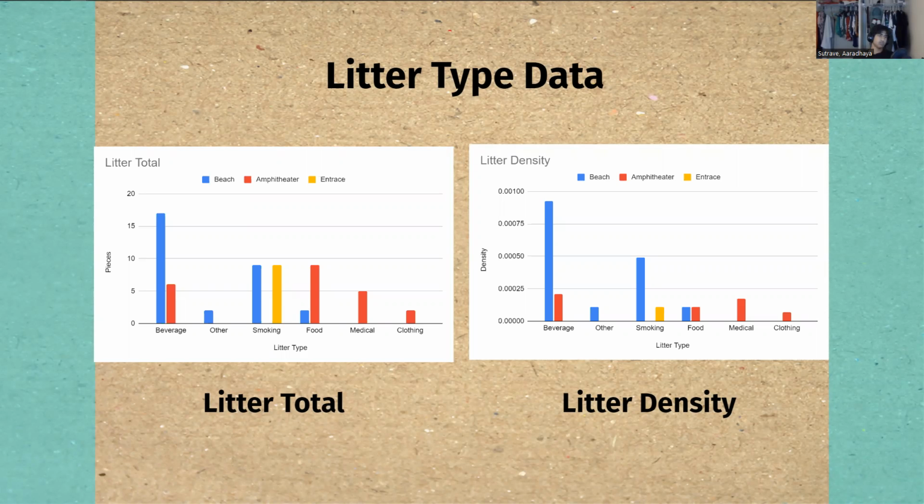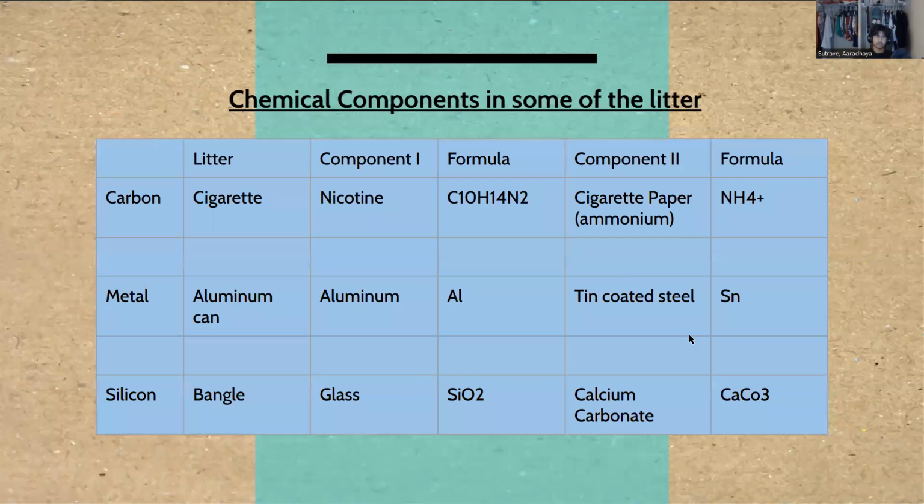I've found mostly beverages, as you can see. Smoking was also there as second. And for the litter density, the most I could find was this. As you can see, it has a lot of density compared to all of these. Second again was the smoking or cigarettes, and it was all at the beach.